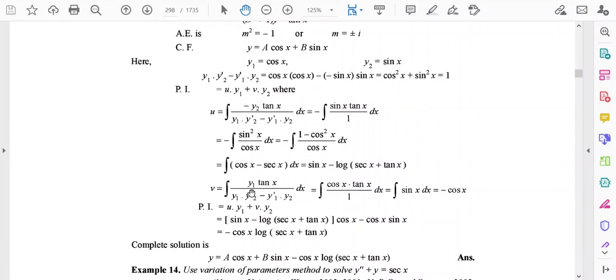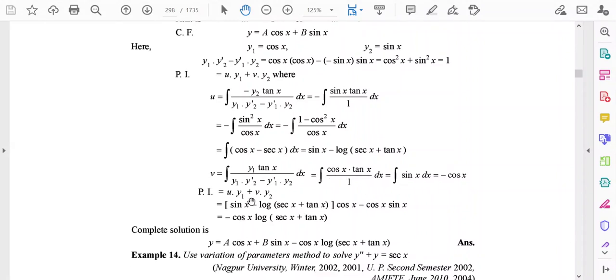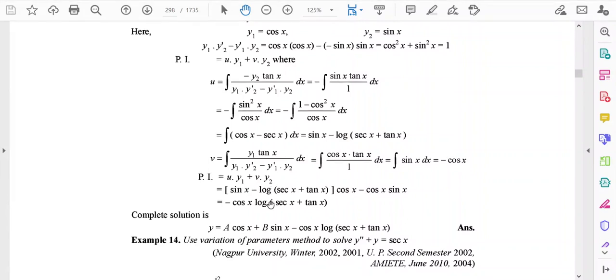If you do the integration process, ultimately you will obtain this function. And for v, this is the formula. Again you proceed like this. So this is the value of the Wronskian. Wronskian is 1. So ultimately you have to integrate cos x tan x dx and you will obtain minus cos x. So particular integral is u y1 plus v y2. You have calculated u, you have calculated v, you know the values of y1 and y2. So you can calculate the particular integral.